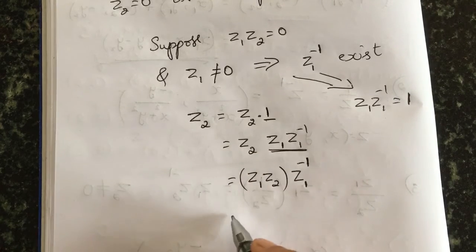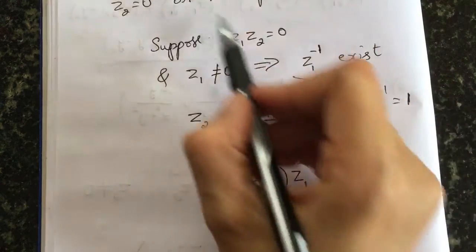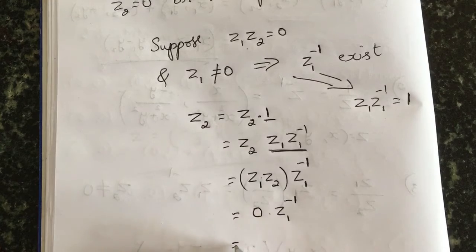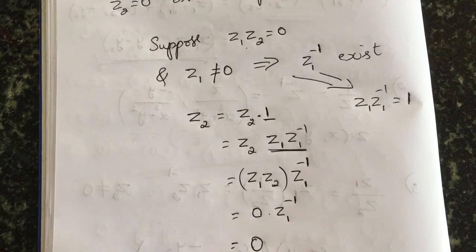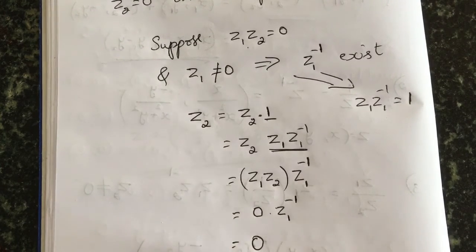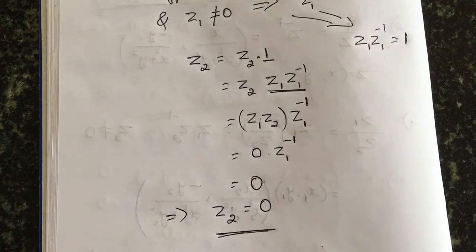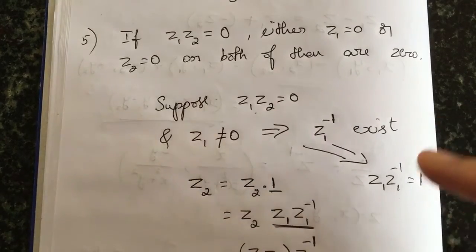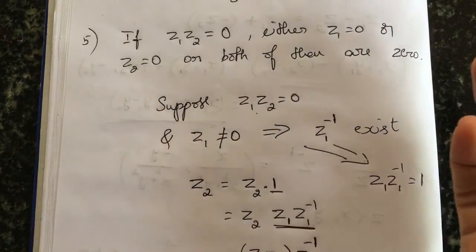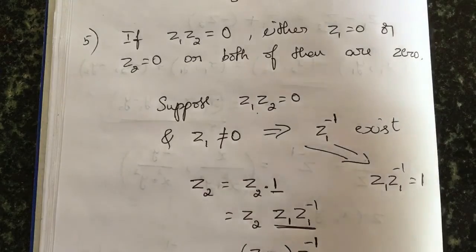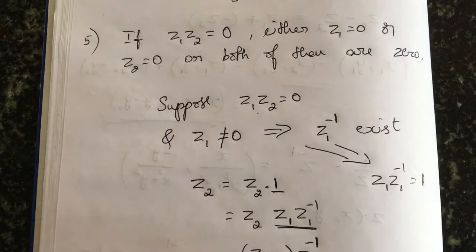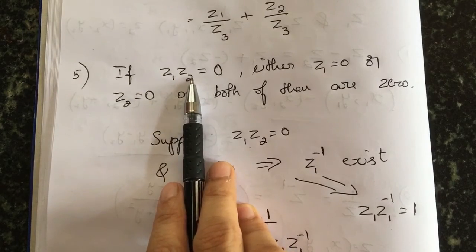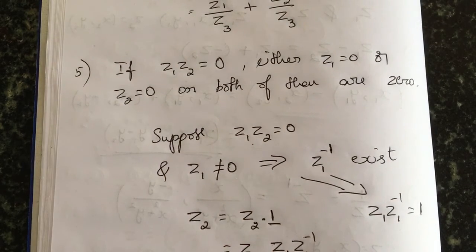So z1 z2 I can write as z2 z1, or as z1 z2. Now what is z1 z2? z1 z2 is 0. It is given, right? So 0 into z1 inverse. 0 into any complex number is 0. Therefore I'm getting z2 equal to 0. So from this you can observe one thing, that if two complex numbers z1 z2 are non-zero, then the product z1 z2 is also non-zero. If the product is 0, then either z1 or z2 is equal to 0, or both of them are equal to 0.